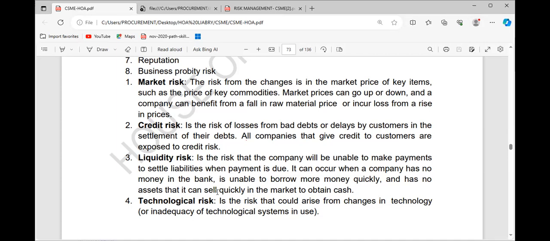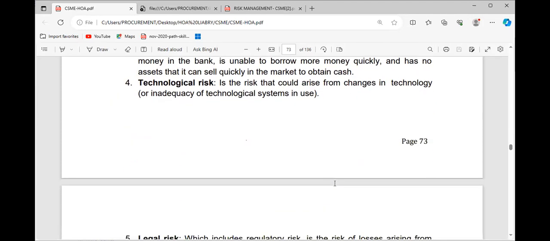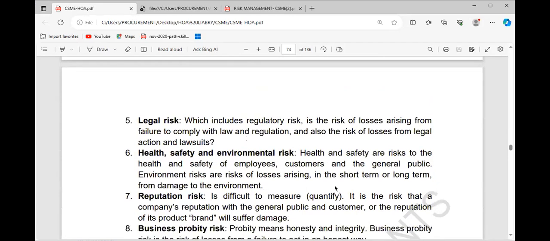We also have technology risk. It is the risk that could arise from the changes in technology. For example, now especially during COVID-19, everything has to change. Everybody has to go online, and without online, you will not be able to do your business. So for those who are not well grounded in technology, they will be facing risk of what? Of shutting down. They will be facing risk of closing down the business and the like.